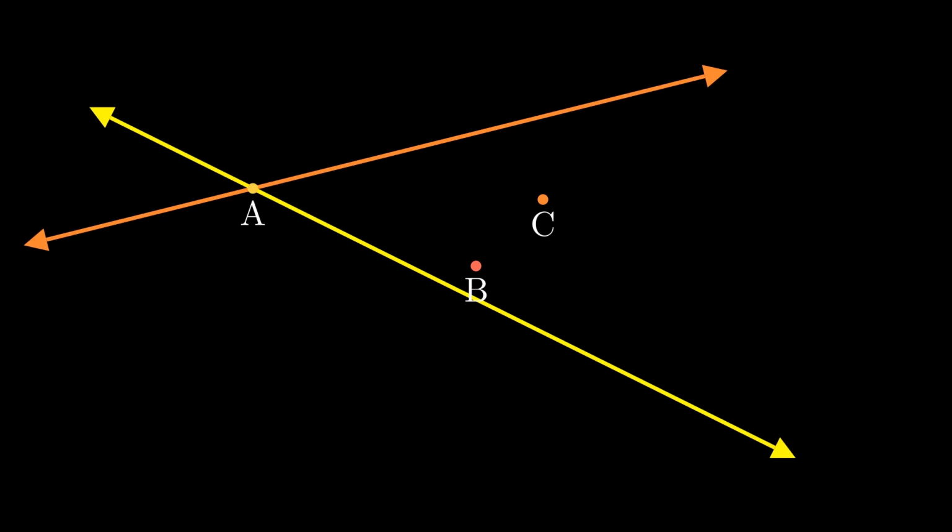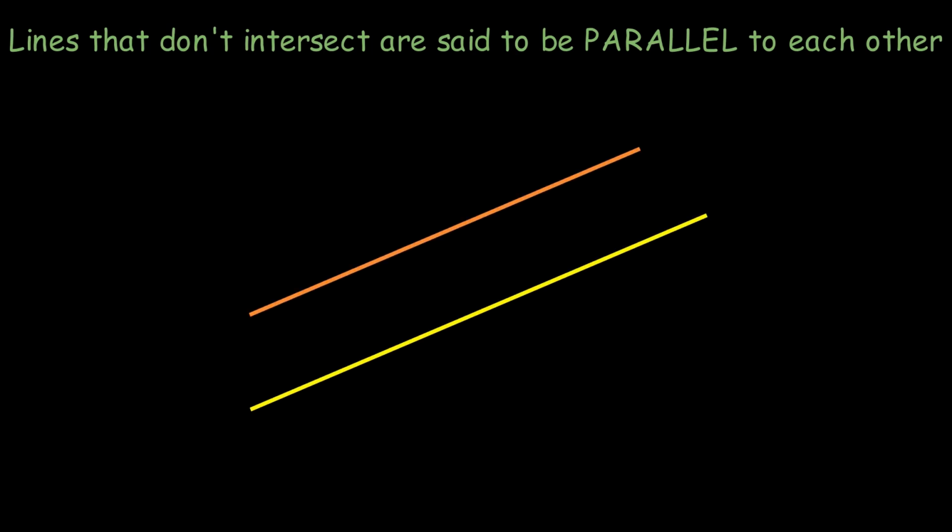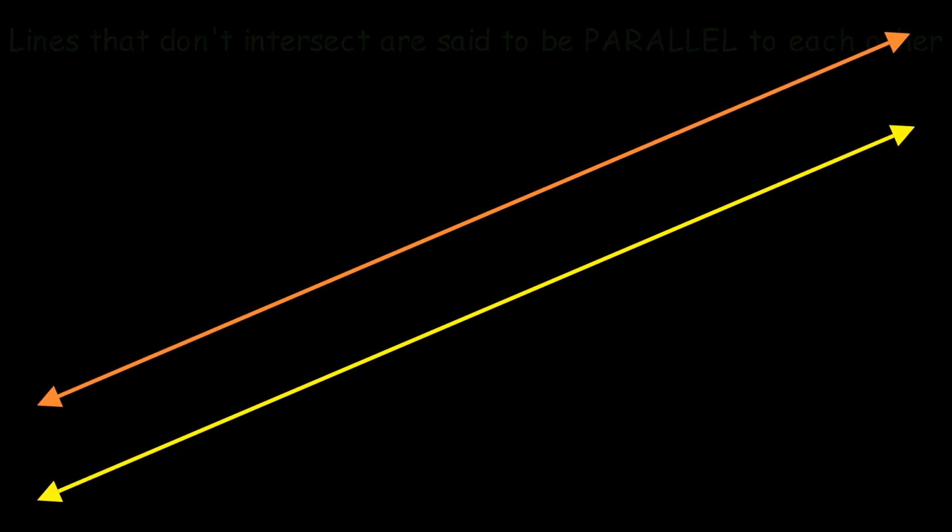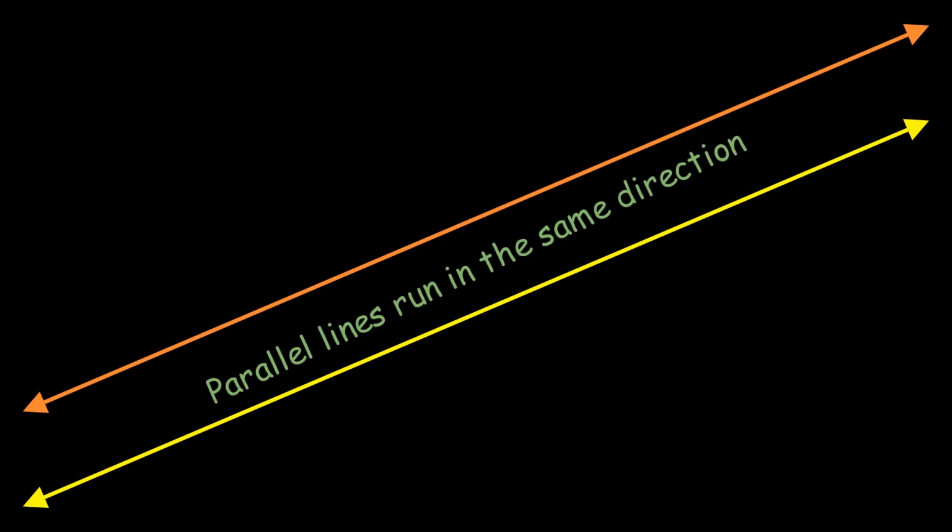But what about lines that don't intersect? Lines that never cross each other are called parallel lines. For example, the two lines on the screen are parallel. They will never meet no matter how far you extend them. We can see this clearly when we draw these lines like this. One key feature is that parallel lines run in the same direction.